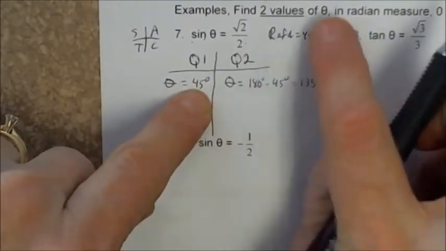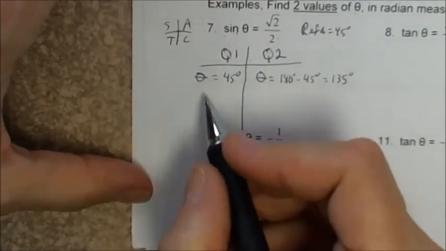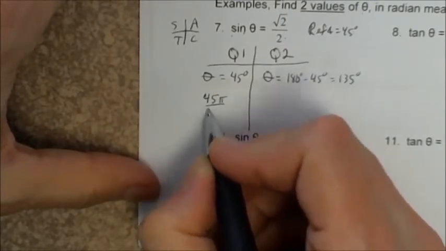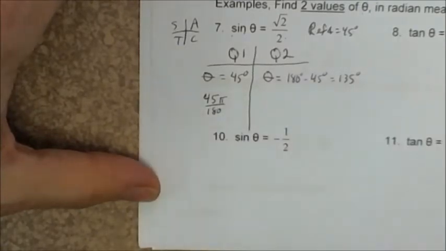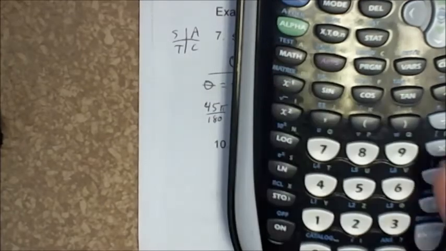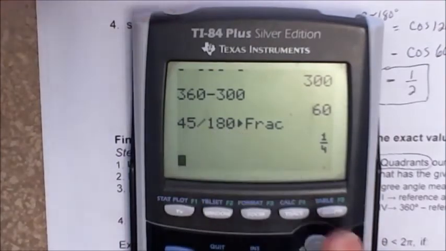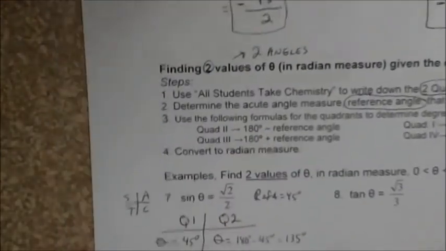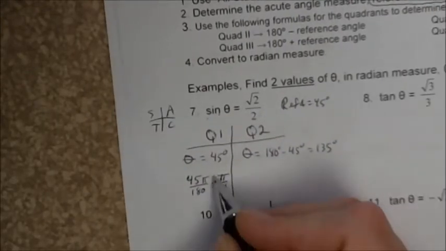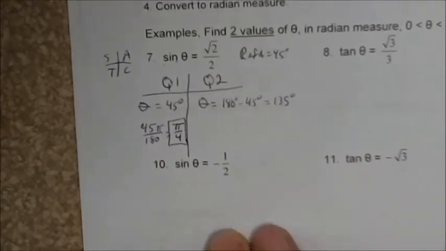And the last thing we're going to do is figure out what they are in radians. So in radians, what you're going to do is just do 45 pi over 180, in other words, 45 divided by 180, and then you're going to do a math frac. Watch this. 45 divided by 180, math frac, you get 1/4. So 45 pi over 180 is 1 pi over 4. So that's our final answer for quadrant 1, pi over 4.